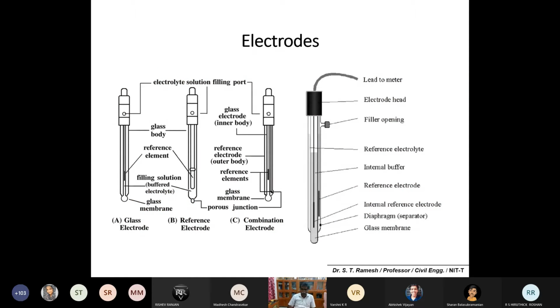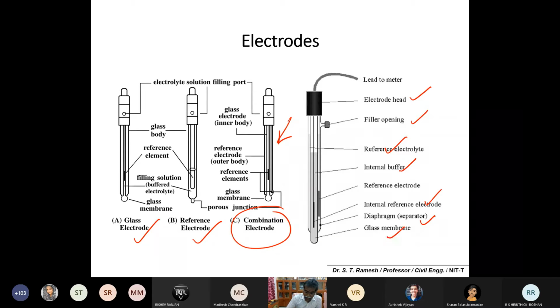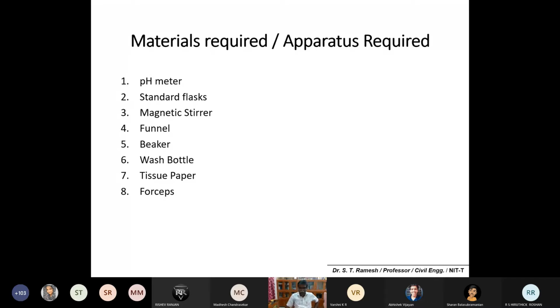These electrode types you would have come across in +2 or first year. You have the glass electrode and the reference electrode, and pH is measured in a combination electrode. You can also note the different parts of the pH electrode: the electrode head, the filler opening, the reference electrode, the internal buffer, the internal reference electrodes, the separator, and also the glass membrane. These are the typical parts contained in the combined electrode. So we'll move on now.